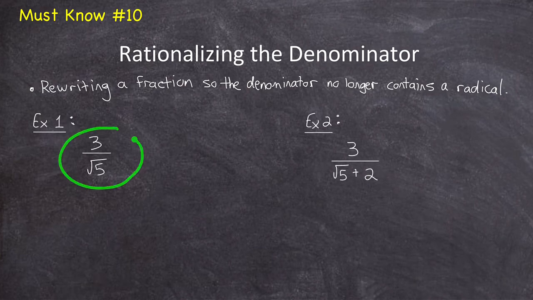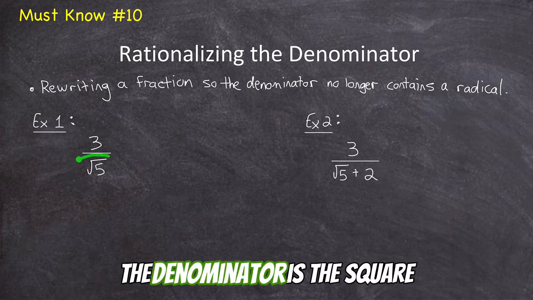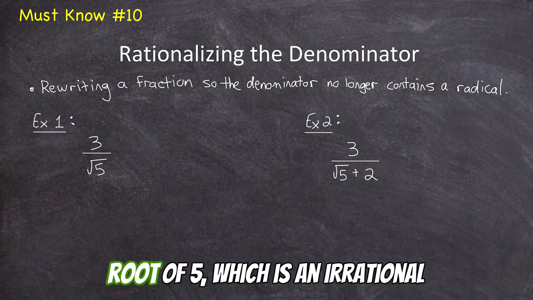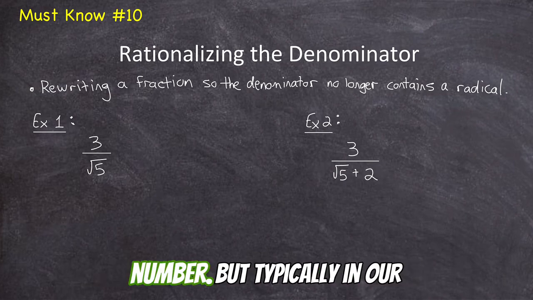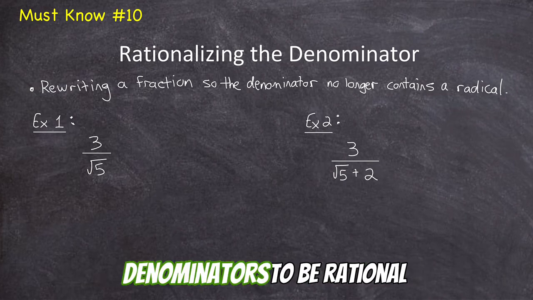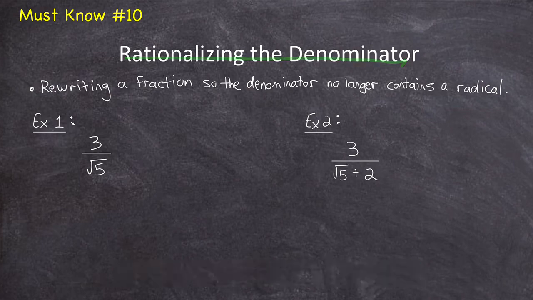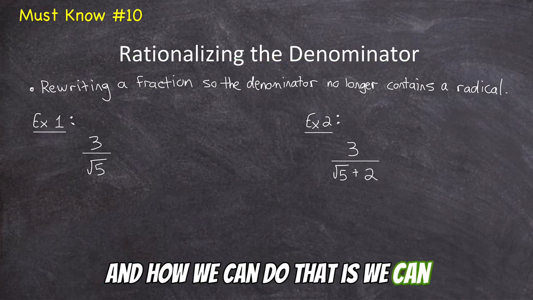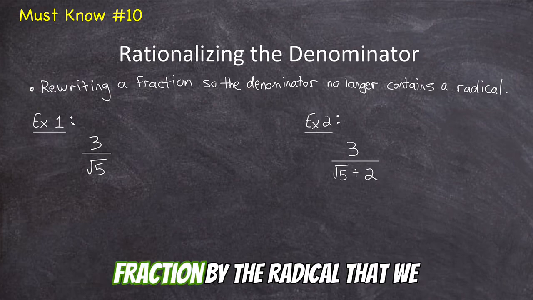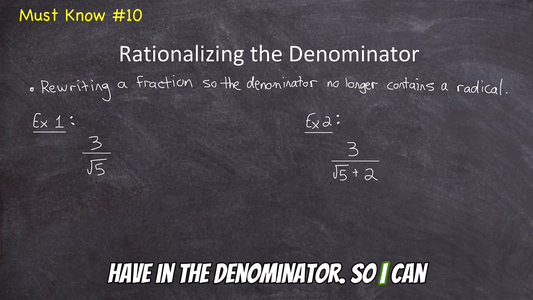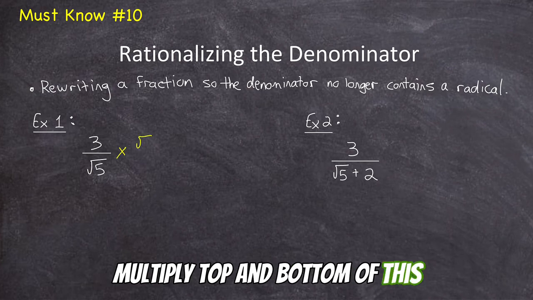Looking at this fraction in example 1, I see the denominator is the square root of 5, which is an irrational number. But typically in our fractions, we want the denominators to be rational numbers. That's why it's called rationalizing the denominator. And how we can do that is we can multiply top and bottom of this fraction by the radical that we have in the denominator. So I can multiply top and bottom of this by root 5.